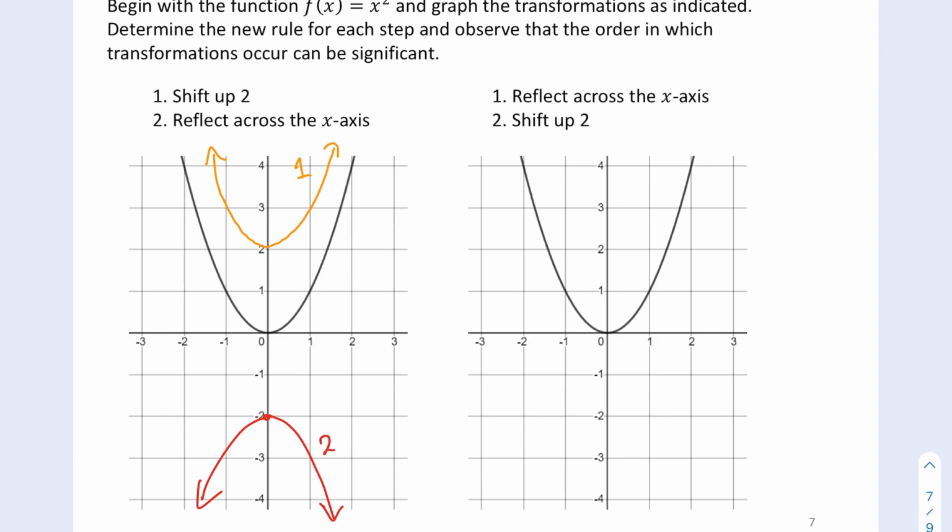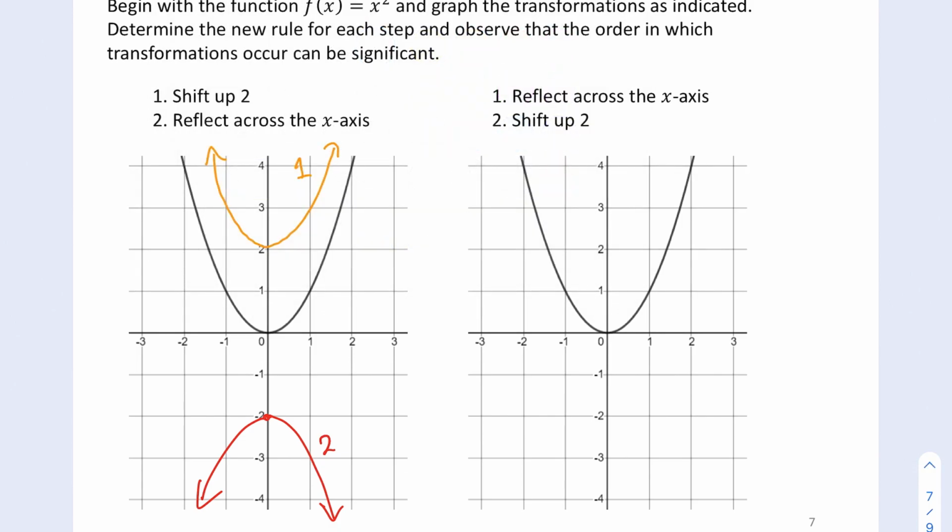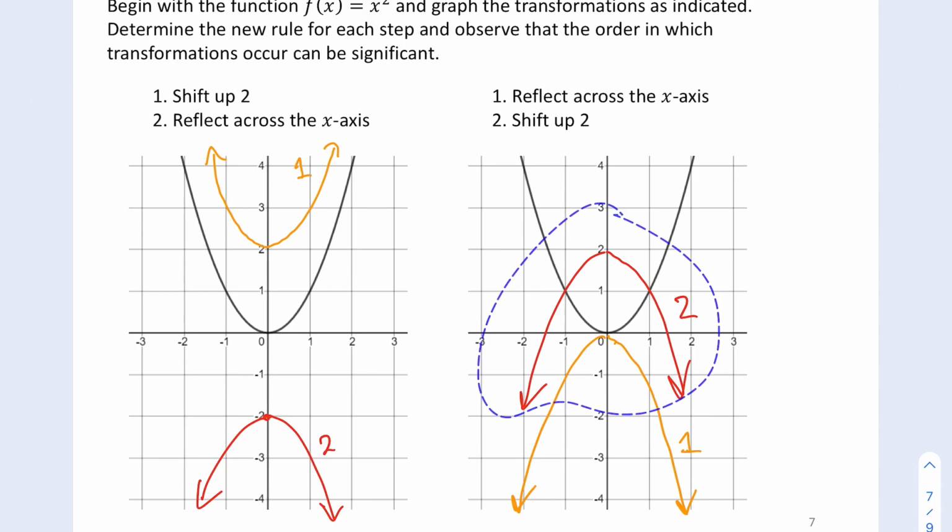If I start with x squared and I do the reverse order, same transformations, but just in reverse order. If we first reflect across the x-axis, step 1 would put our parabola down here like this. This would be step 1. And then take that orange one and shift it up 2. So when I go in this order, after doing the second step, compare the two reds. They're not in the same place at all. So the order in which we did these transformations was significant.